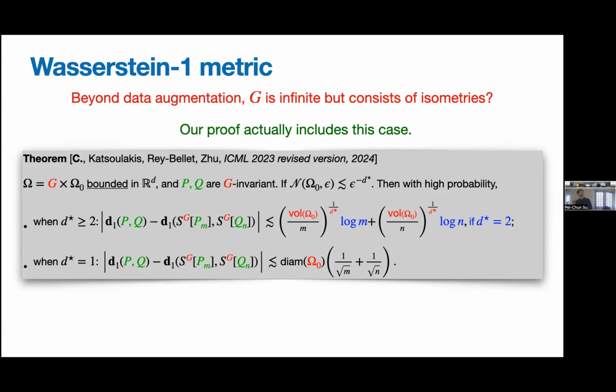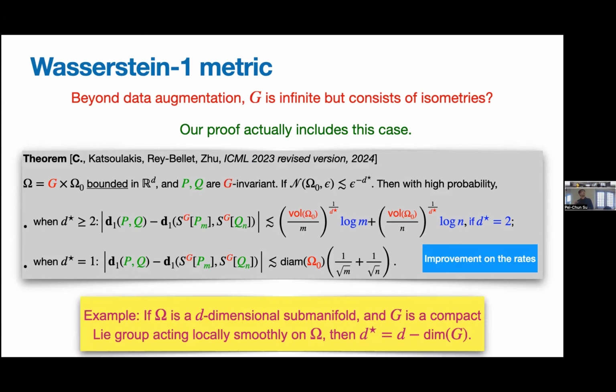Instead, we have an additional volume of the quotient space. So if the group is infinite, we may get improvement on the rates, but the improvement is reflected in the scaling of the covering number of the quotient space. One particular example is when the whole domain is a d-dimensional submanifold and G is a compact Lie group acting locally and smoothly on this domain, then D star is equal to D minus the dimension of the group.